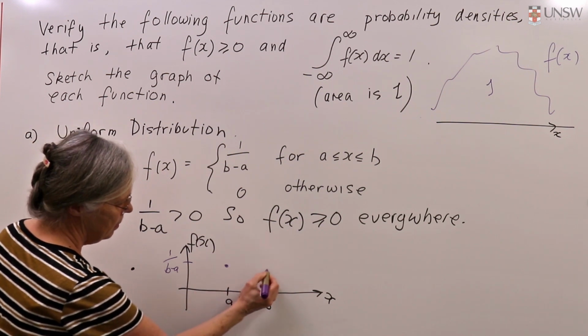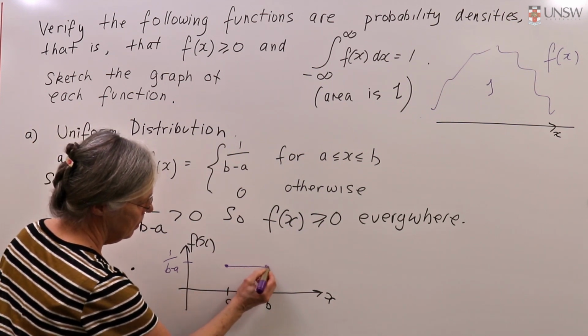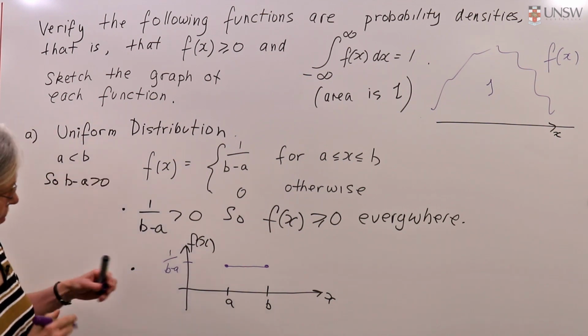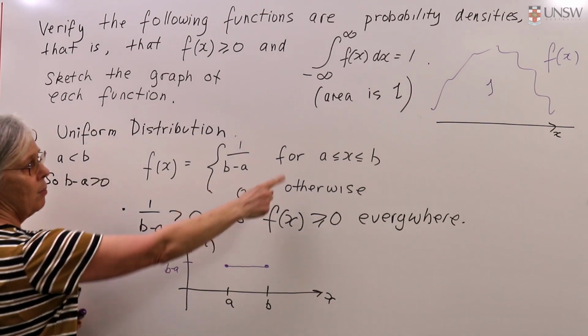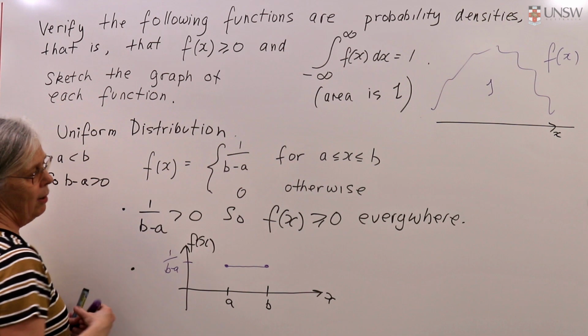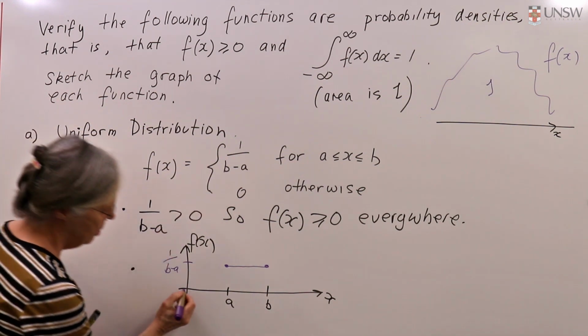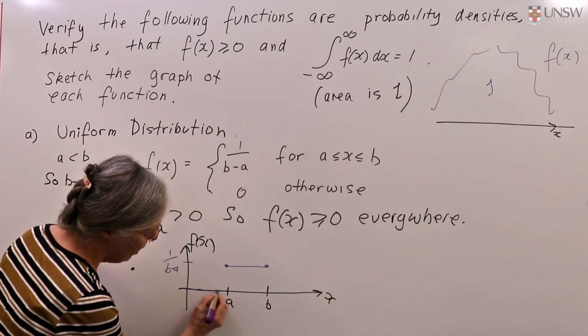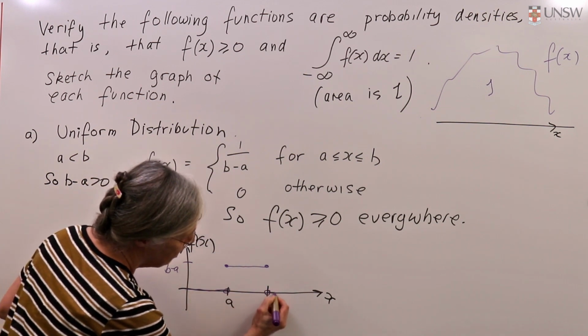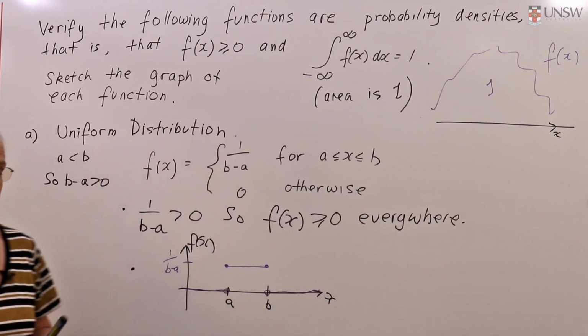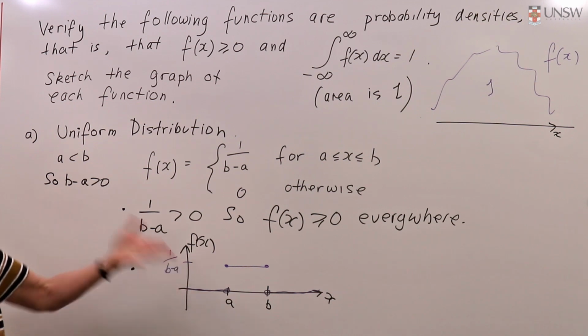So it's a straight line. It's uniform between a and b. But otherwise, in other words, when x is less than a or bigger than b, our density function is 0, which I will try and indicate here. Okay, there's our density function, and you can see it's always greater than or equal to 0.